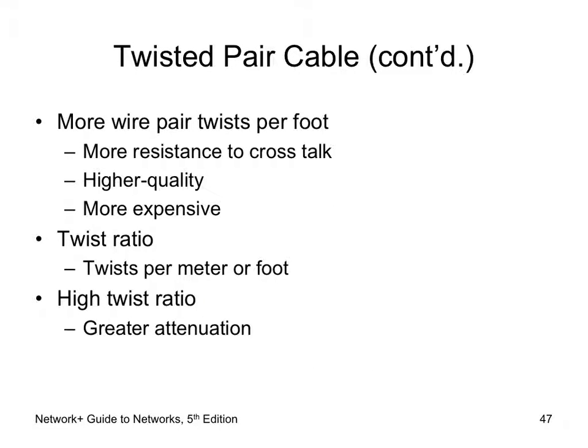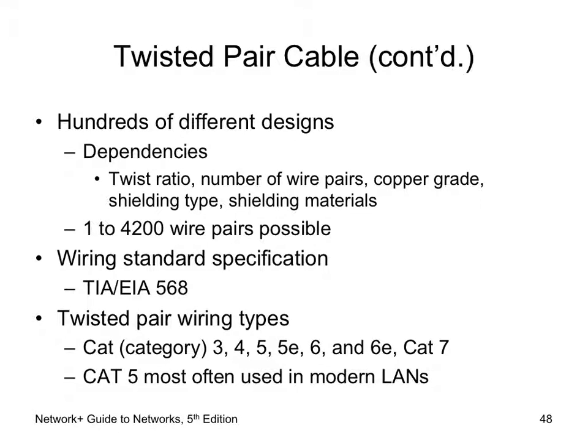The more twists per foot, the better, because it gives you more resistance to crosstalk. Higher quality, but more expensive, the more twists you have in a cable. Twist ratio refers to how many twists per meter or foot. A high twist ratio means greater attenuation resistance and higher noise resistance. There are hundreds of different designs of twisted pair: twist ratio, number of wire pairs, the copper grade inside of it, shielding type, and shielding materials.